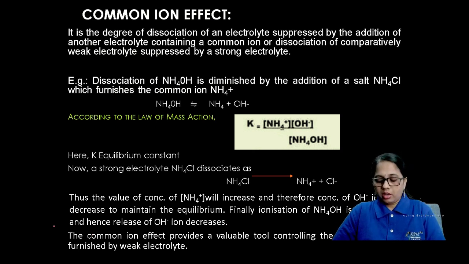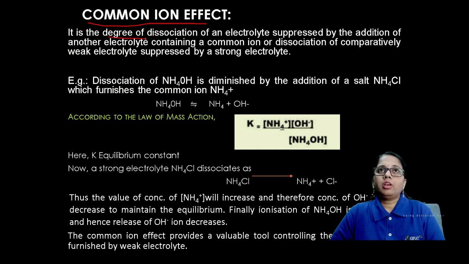analyzed. Okay, and one more problem encountered in acid-base titration is the common ion effect. It is the degree of dissociation of an electrolyte suppressed by the addition of another electrolyte. Okay, we know that common ions means the same ions which are not required in the solution. So the dissociation degree is going to be suppressed by the addition of another electrolyte containing a common ion, or dissociation of a comparatively weak electrolyte suppressed by a strong electrolyte. Okay, so vice versa it is going to happen.